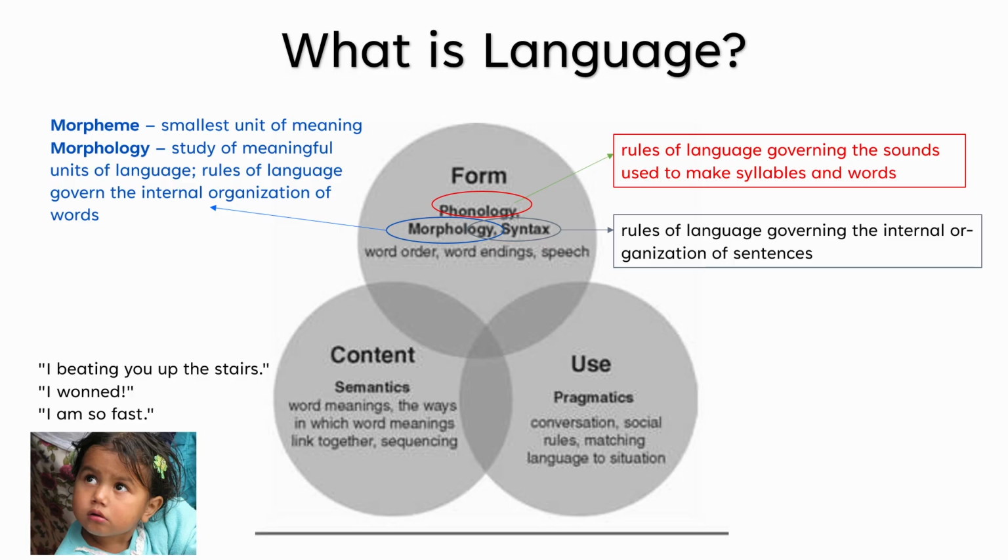Consider these utterances from a 3-year-old child. "I beating you up the stairs. I won. I am so fast." These examples show how language develops across the three domains. Form refers to how language is structured.